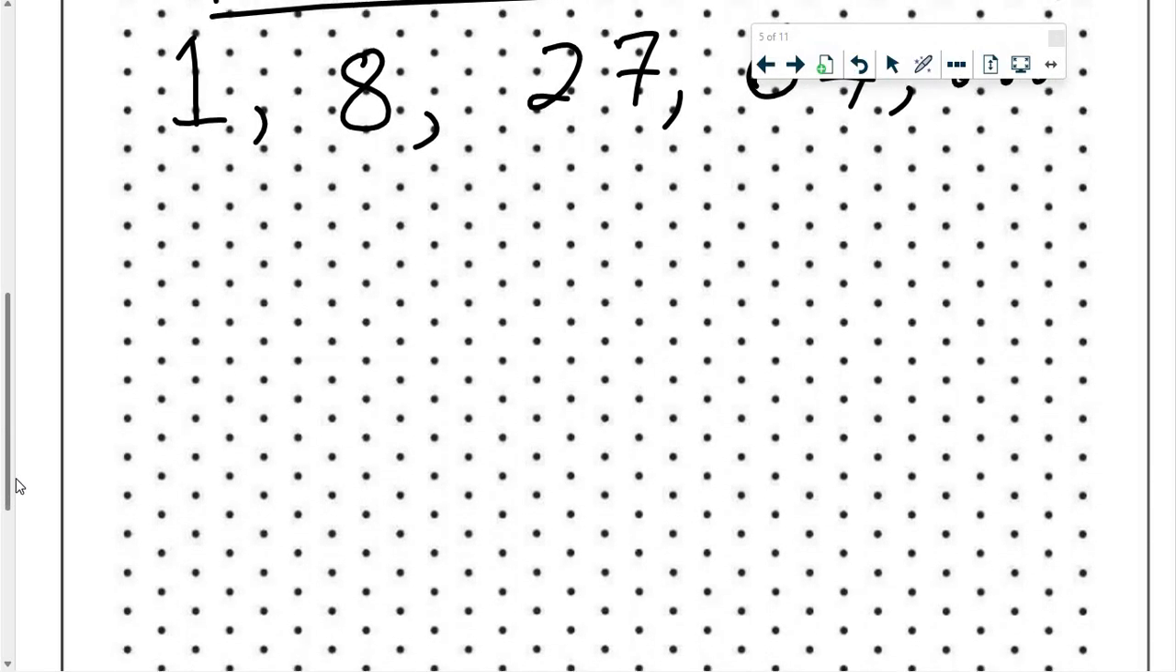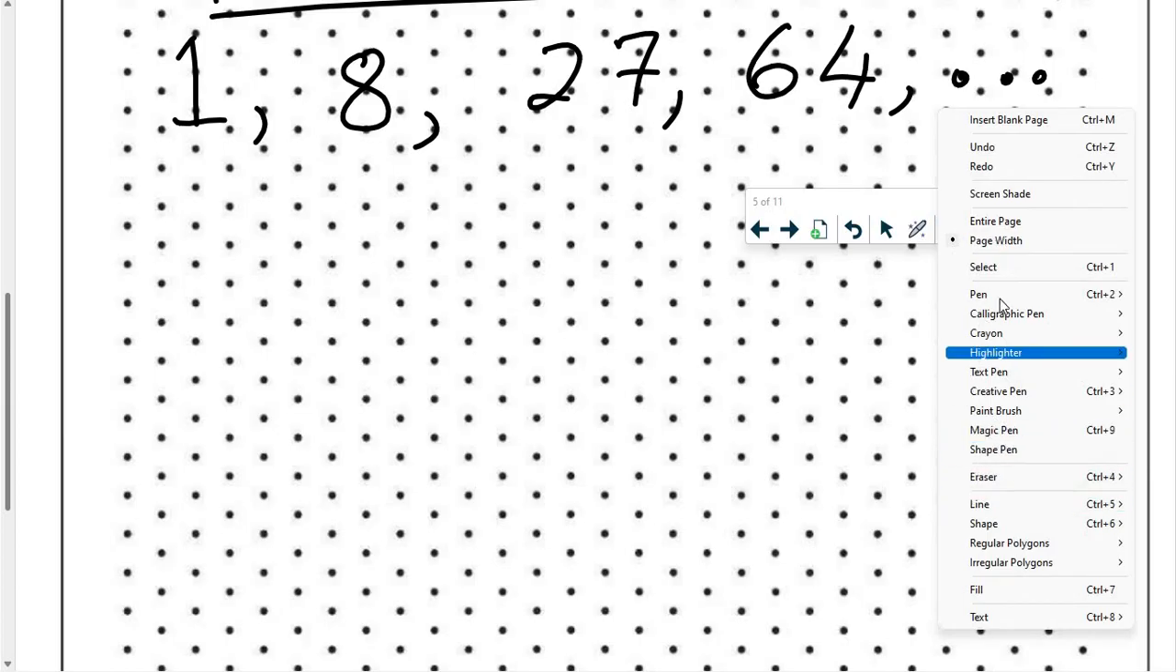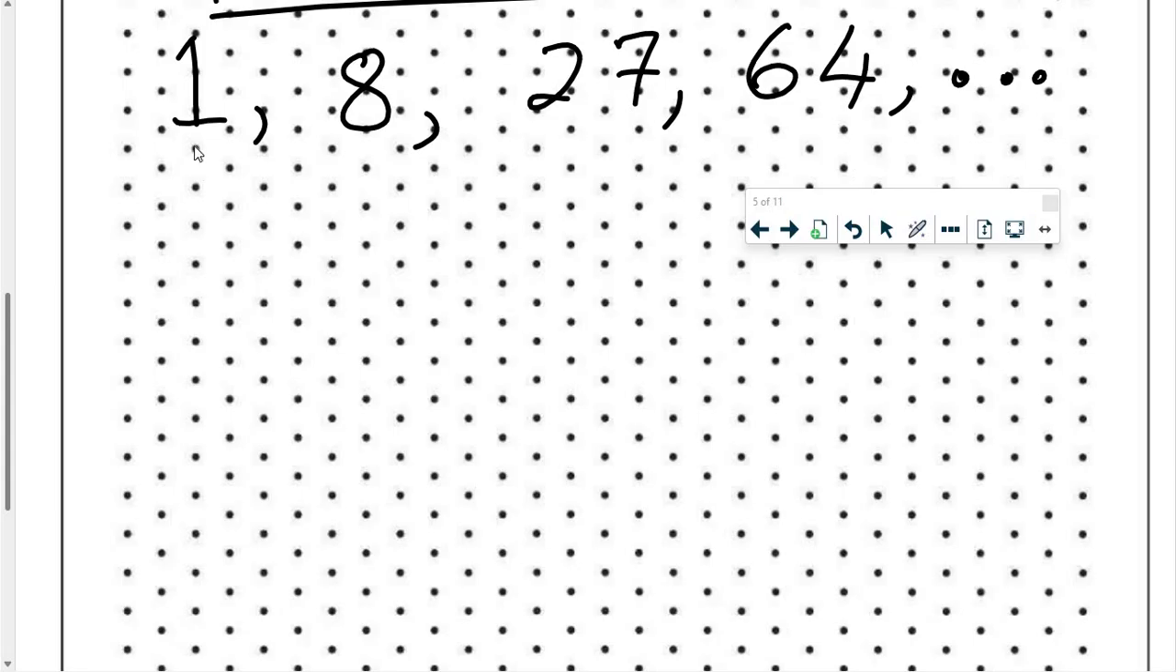Now, everybody pay attention here. Let me start with the first cube number. The first cube number is 1, and it is represented by only 1 cube. So you draw 1 cube here on this isometric dot paper, like this.